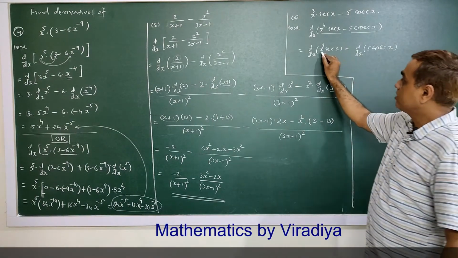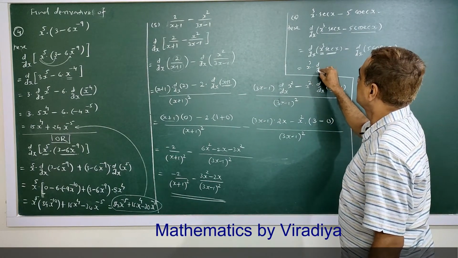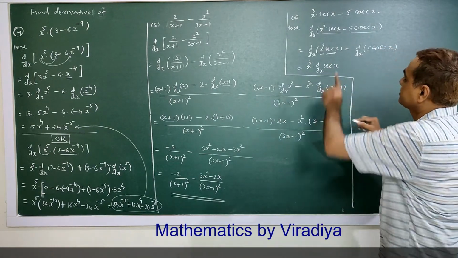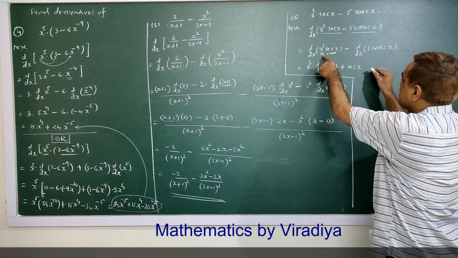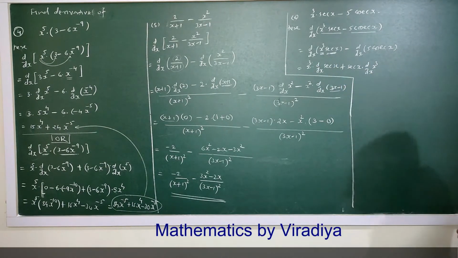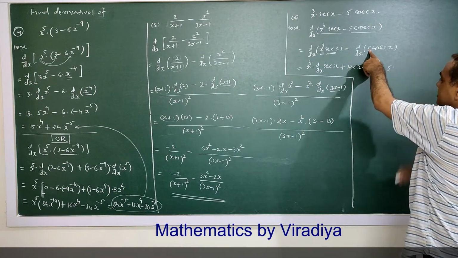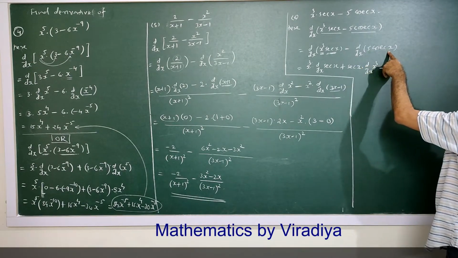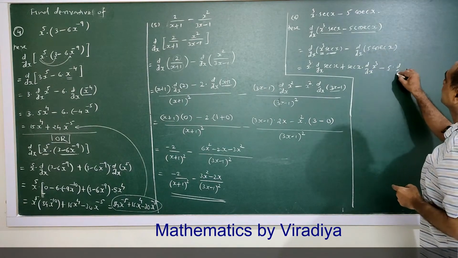Then here we use the rule u into v. So u as it is, derivative of v, plus v as it is, derivative of u, minus 5 as it is. Say 5 is like k, derivative of k into u, so keep k as it is, and derivative of cosec x.